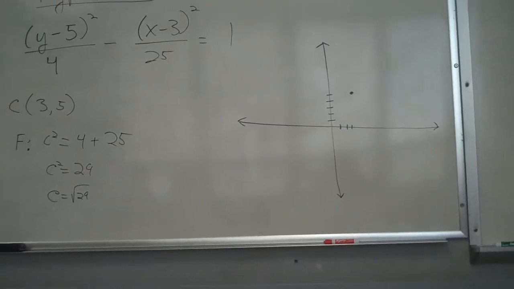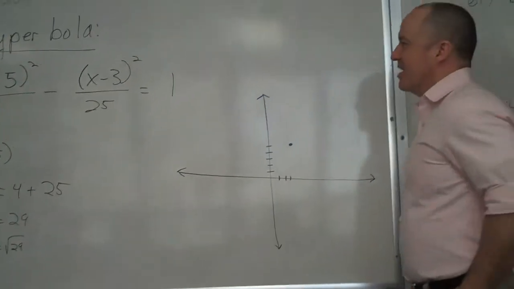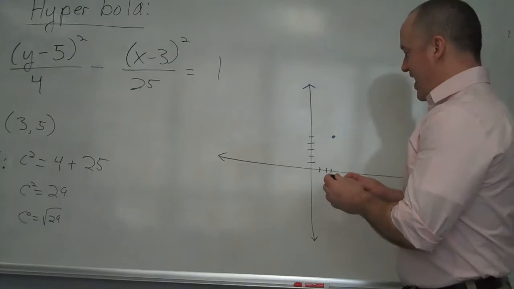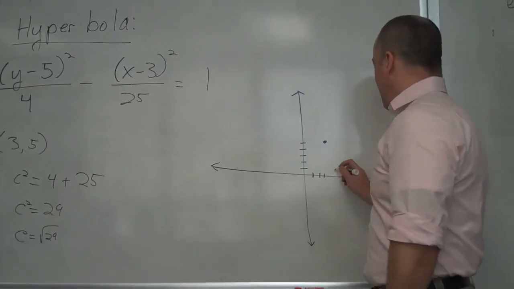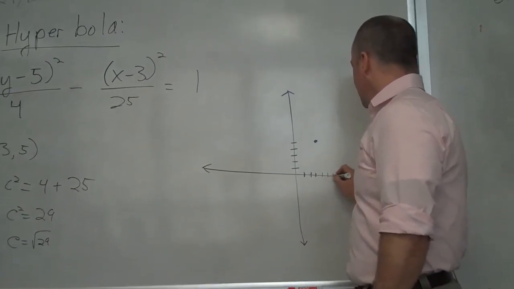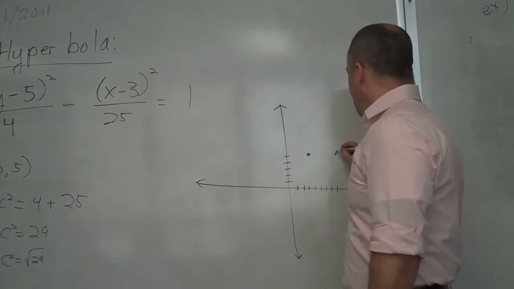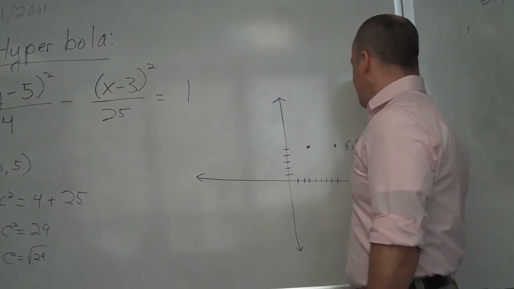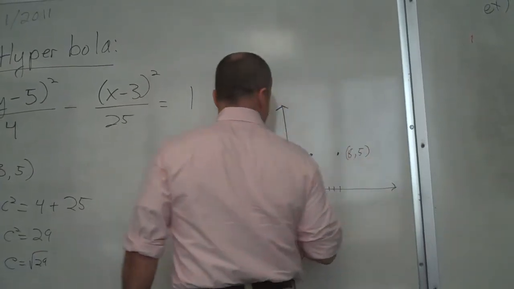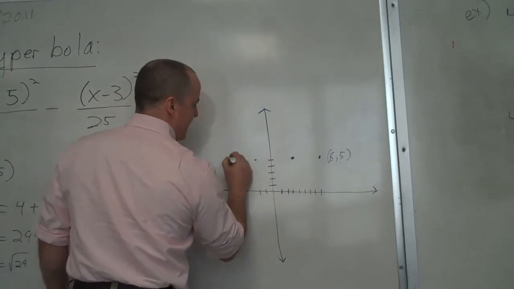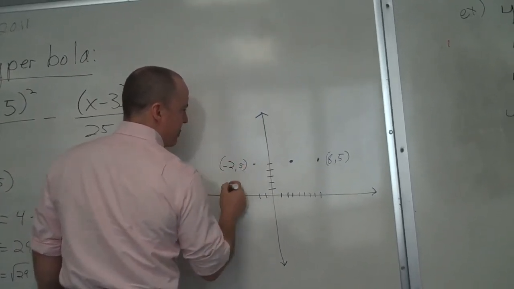Alright guys, 3 comma 5. Now, I don't believe any of you ever again. In the x direction, my box has to go out 5 units. So this will be the point 8 comma 5. Please double check me. And 5 units this way will be negative 2 comma 5.